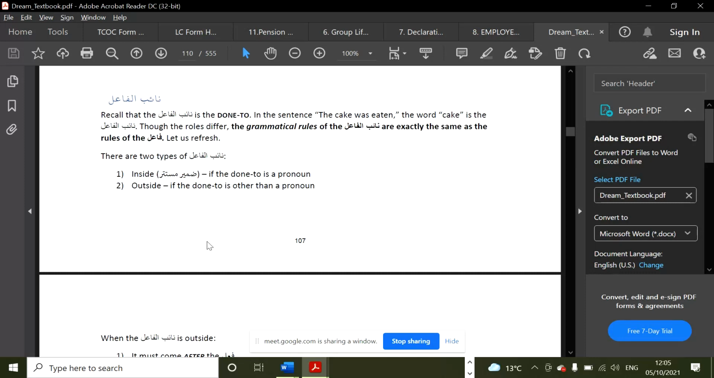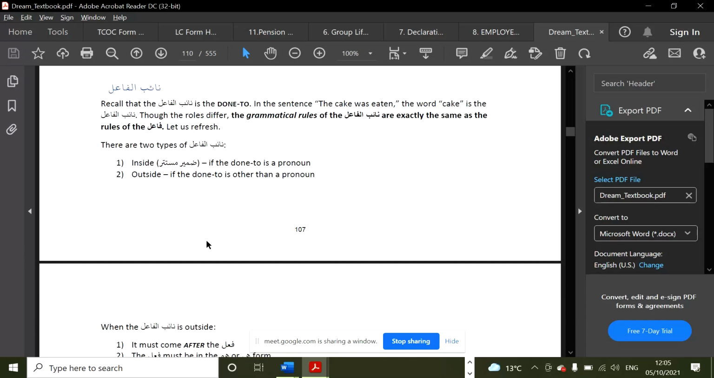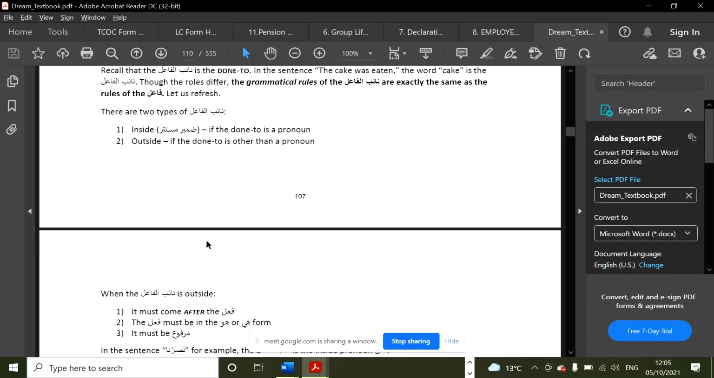Here we will have "enable fail", mabni lil majhul, and "enable fail". The same thing applies here. But when you have something other than the pronoun as a doer in the case of a fail, then it's done-to, as in the case of the pronoun. It's outside done-to, right? The only new thing is damir mustatir.